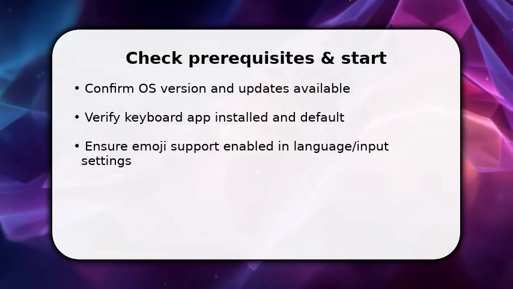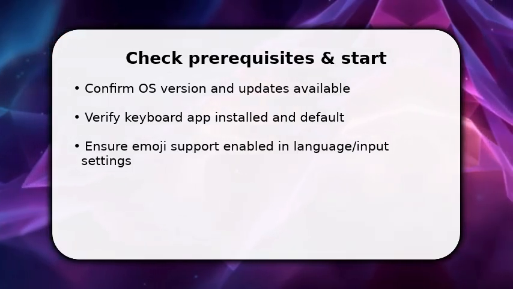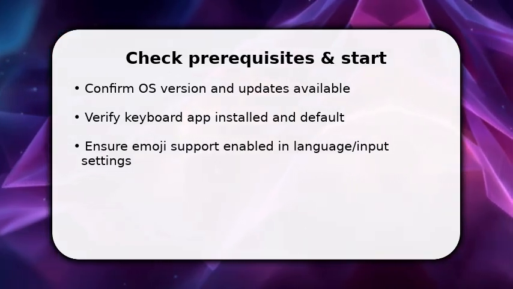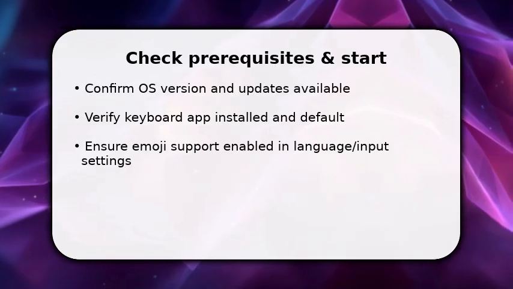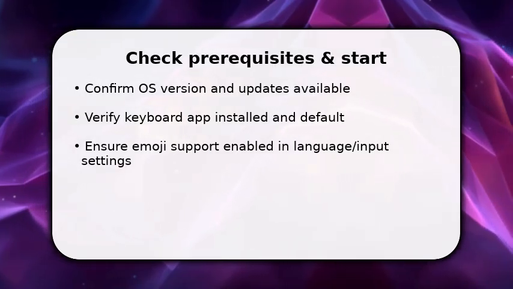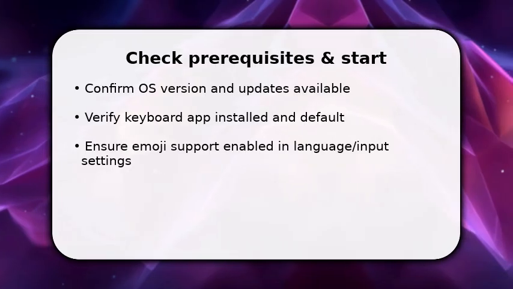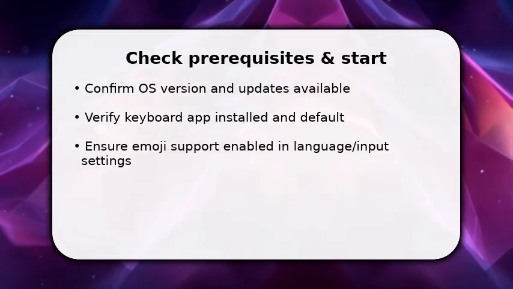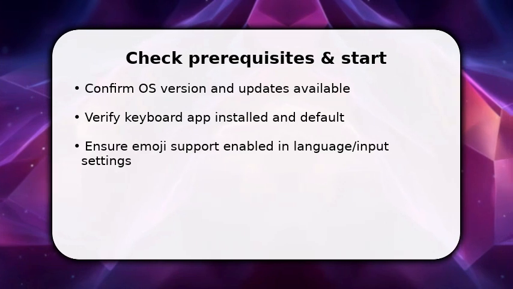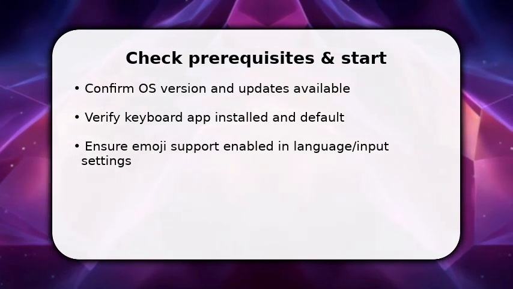Next, open Language and Input and make sure the keyboard you want is set as default. Once done, tap the keyboard app entry and check its permissions and emoji pack or language add-ons. These initial checks eliminate simple causes and prepare you for deeper fixes without wasting time.